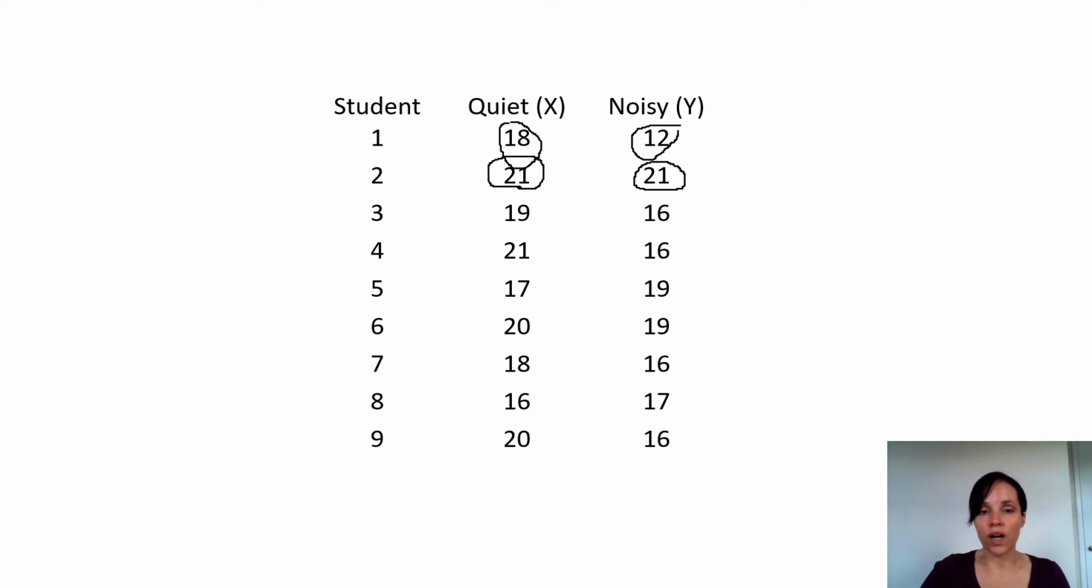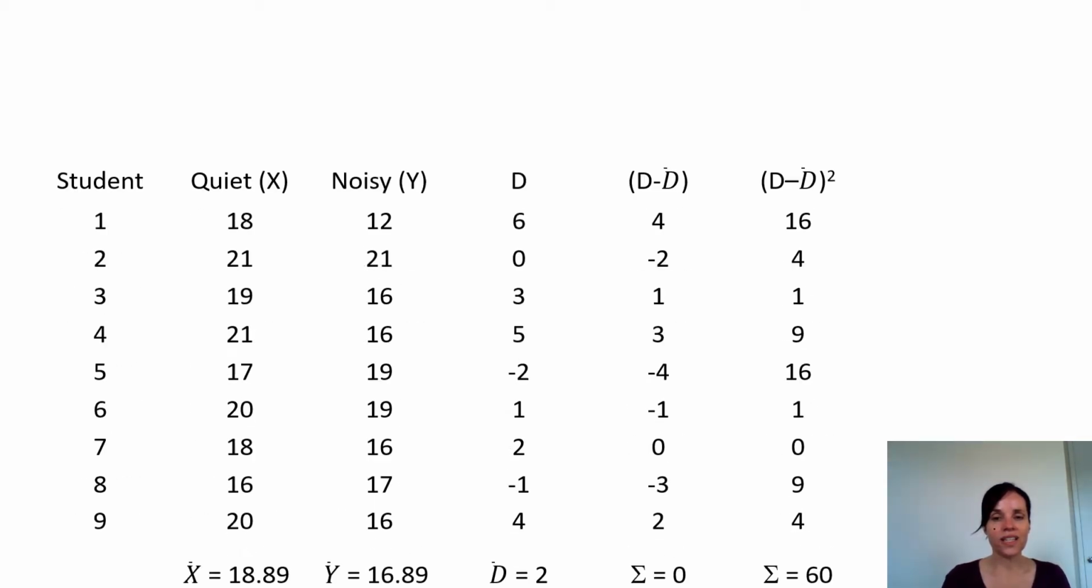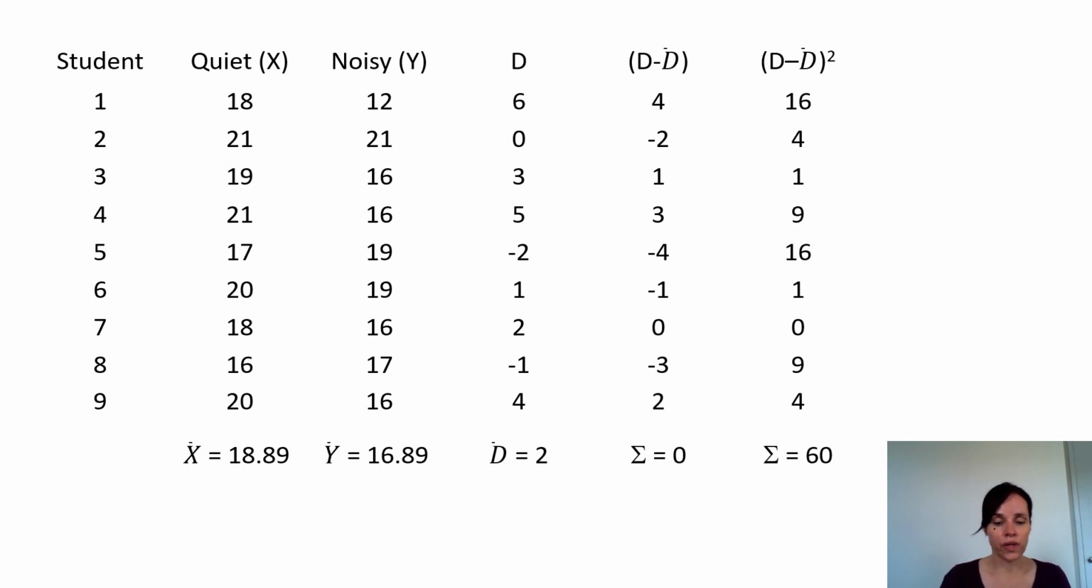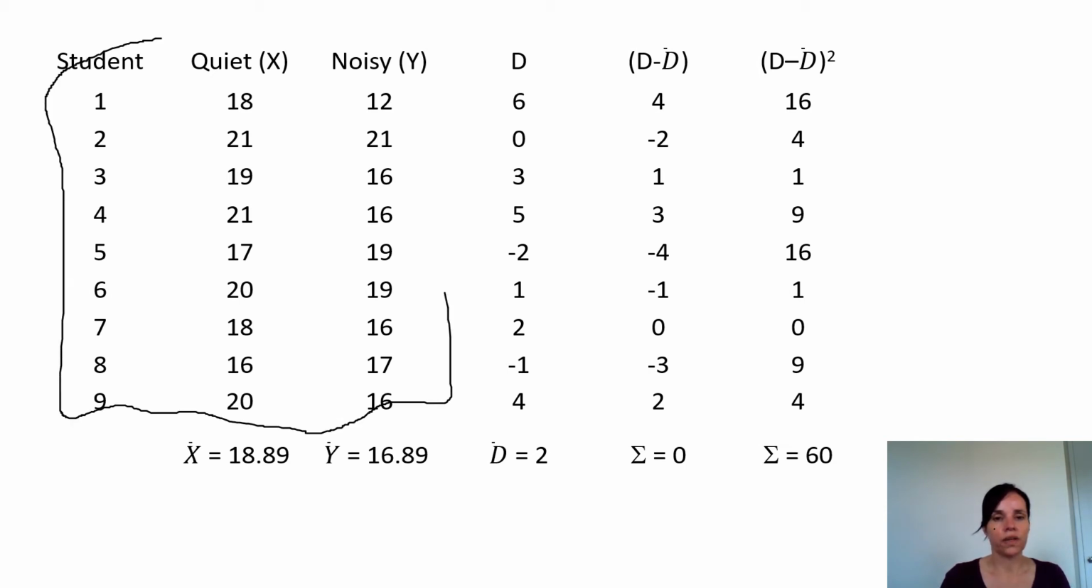So for student number 1, it's 18 minus 12. The difference score is 6. For student number 2, it's 21 minus 21. So the difference score is 0. Okay, so when we go to this next slide, let me walk you through it. Here, we have the original data that I gave you. So for 9 students, their X score and their Y score: how many math problems they solved correctly when it was quiet, how many math problems they solved correctly when it was noisy.